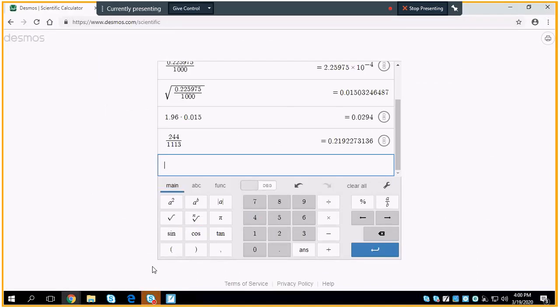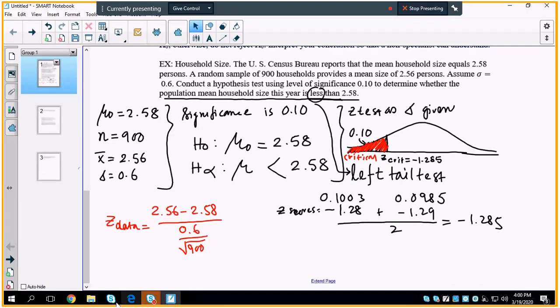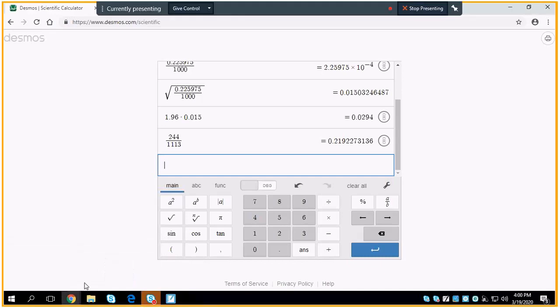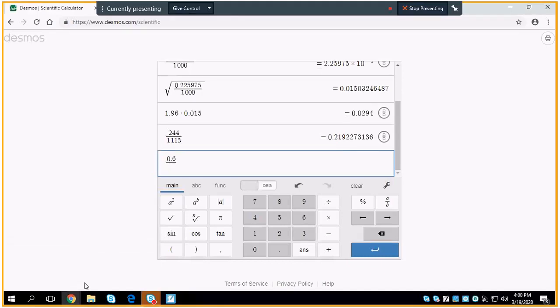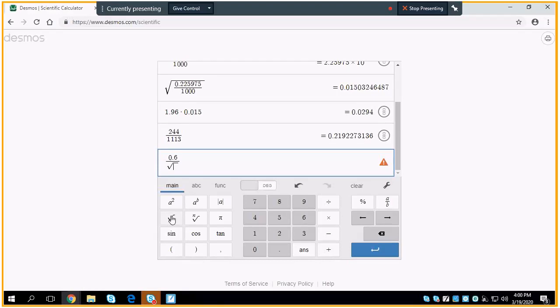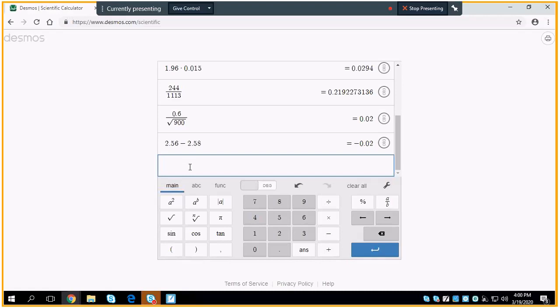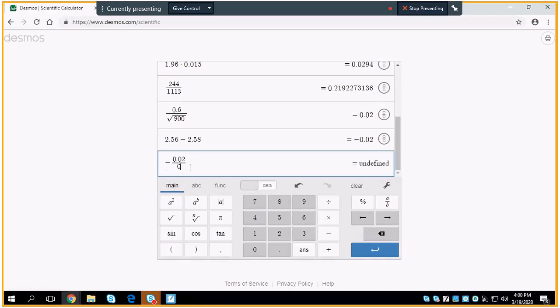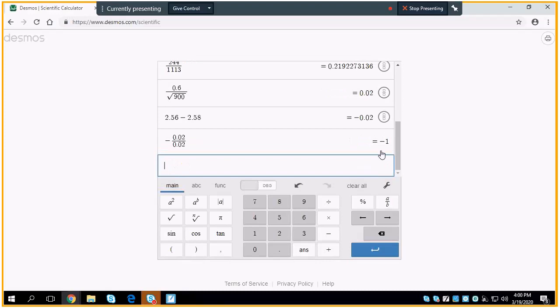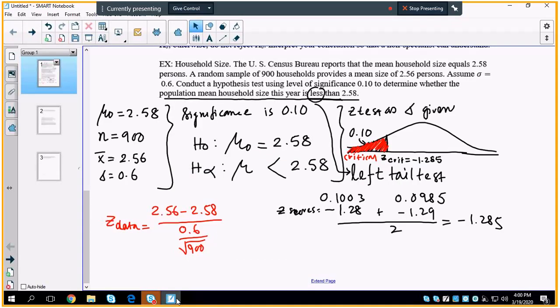So first let's do the denominator. In the denominator, I have 0.6 over square root of 900. So we'll do 0.6 divided by square root of 900, and that is 0.02. And then on the top you have 2.56 minus 2.58, so negative 0.02, and I'm dividing it by 0.02. That is going to give me negative 1. So once I have that, I have my Z data. My Z data is negative 1.